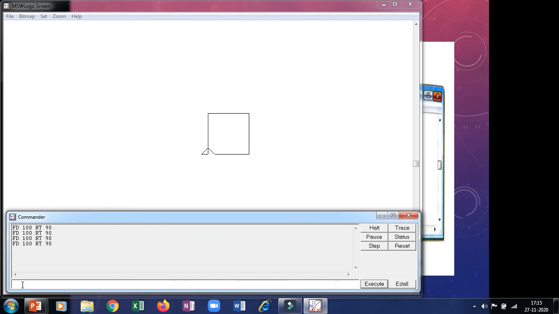So let us first clear everything. CS space CT. Okay, now let's start. fd100 rt120. Okay, fd100 rt120 and fd100 rt120. So 3 times we are writing the same commands. This is your triangle. Let us clear again. CS space CT.